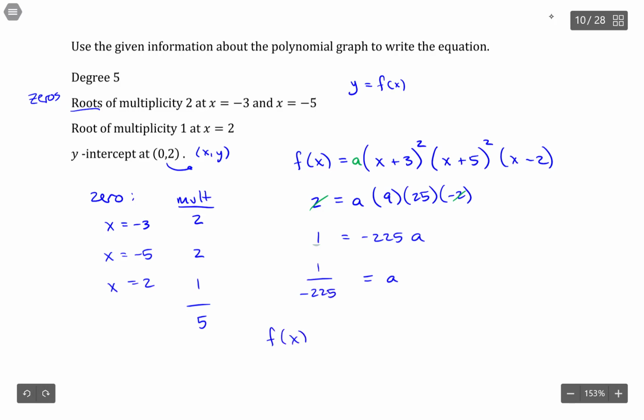So the polynomial that meets all of these requirements is -1 over 225 times x plus 3 squared times x plus 5 squared times x minus 2.